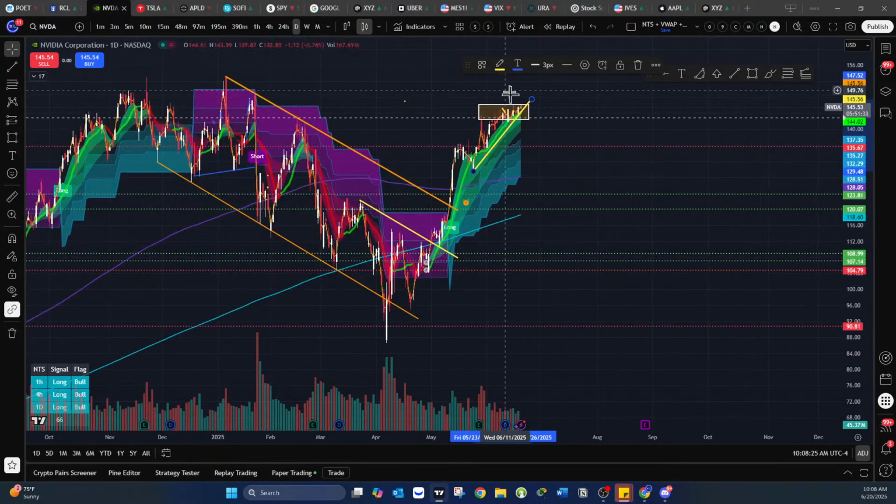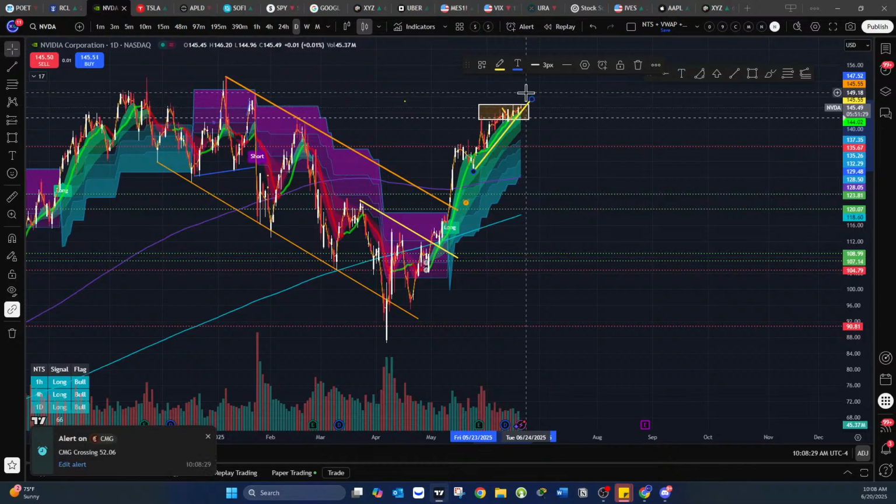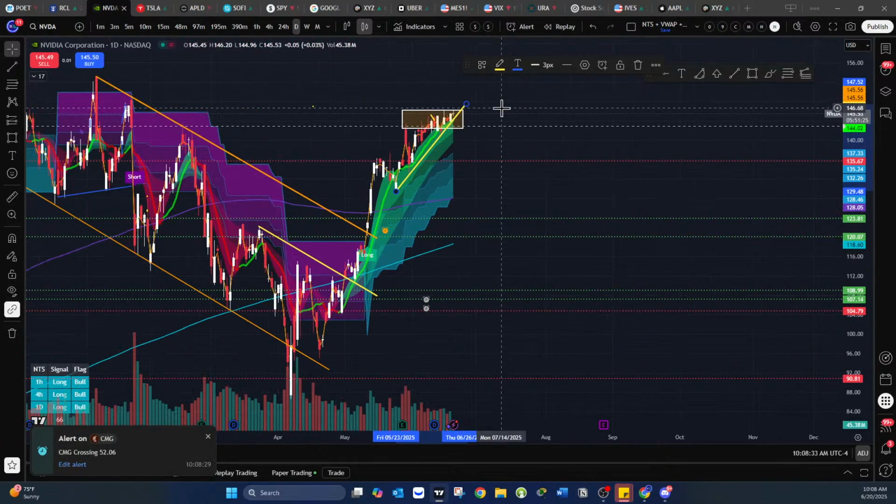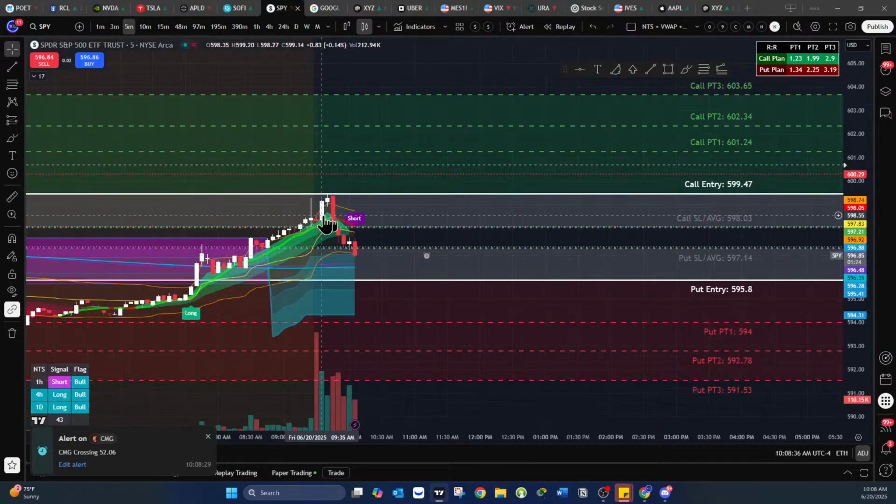And then we're just kind of stuck here. If you take a trade here, you're kind of betting on potentially upside. But again, I'm not that convinced, guys.